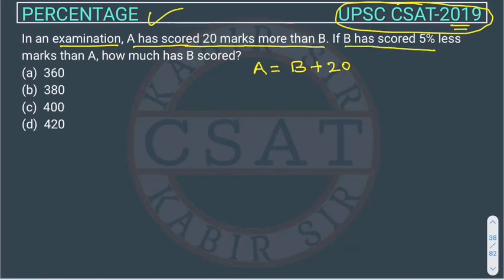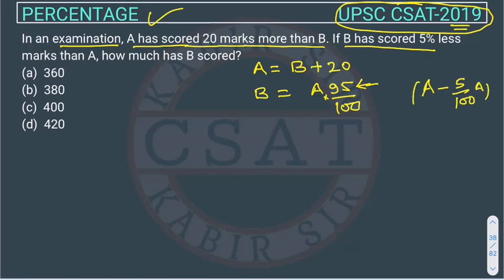B has scored, what is the score of B? B's score is 5% less marks than A. So we can write B's marks is 95% of A. Now some students may get confused, like why we are writing 95%. Okay, so you can assume it like this, like the marks of A is this much, A, and B is getting 5% less. So it will be like this.